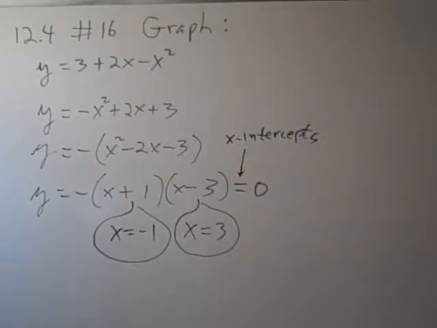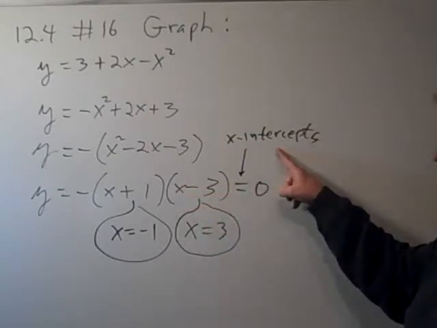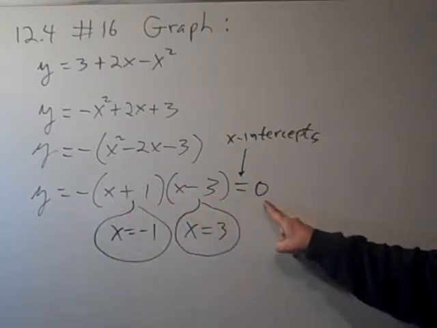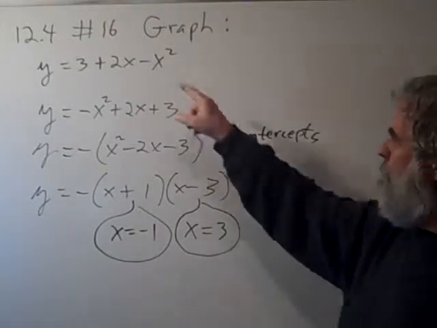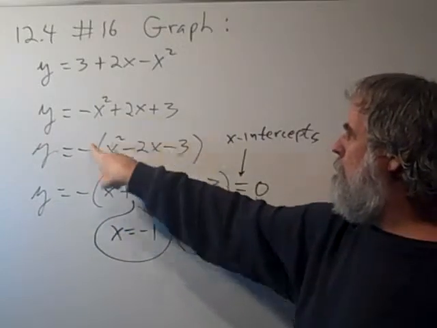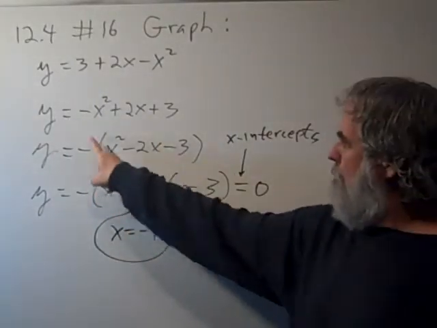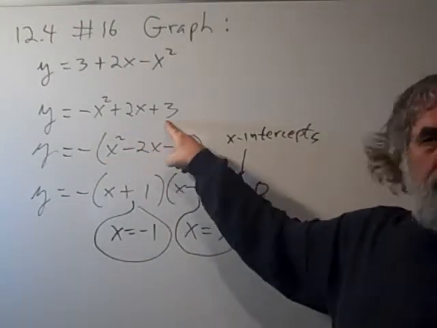Okay, to graph this parabola, I first factored it in order to find the x-intercepts, because when y is equal to 0, that's where the x-intercepts are. And this one we could factor. I first factored out a negative to get rid of that negative coefficient for the x squared. We have negative x squared. Negative times a negative is a positive 2x, and a negative times a negative is a positive 3.